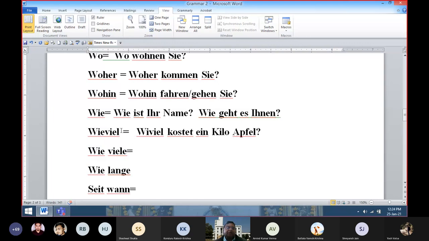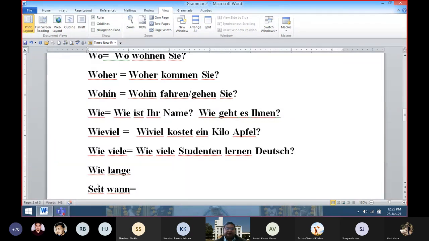And this word is used for countable nouns. How many, and immediately a plural noun will come. This is used for counting the noun. One can make the sentence: Wie viele, and then immediately after this a plural noun will come, Studenten lernen Deutsch. Wie viele Studenten lernen Deutsch? How many students are learning German? How many students learn German?